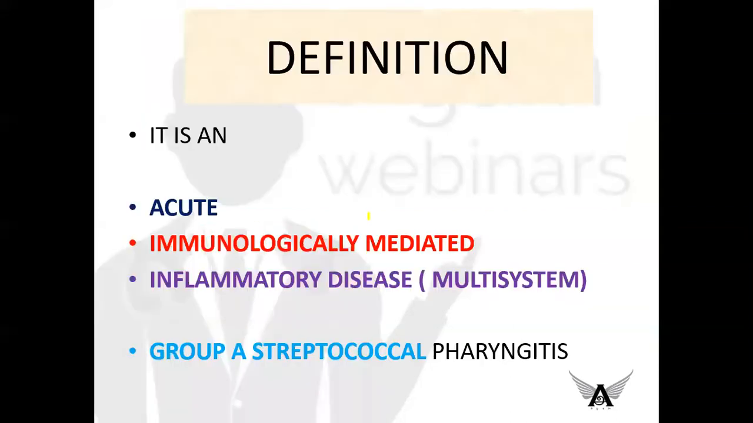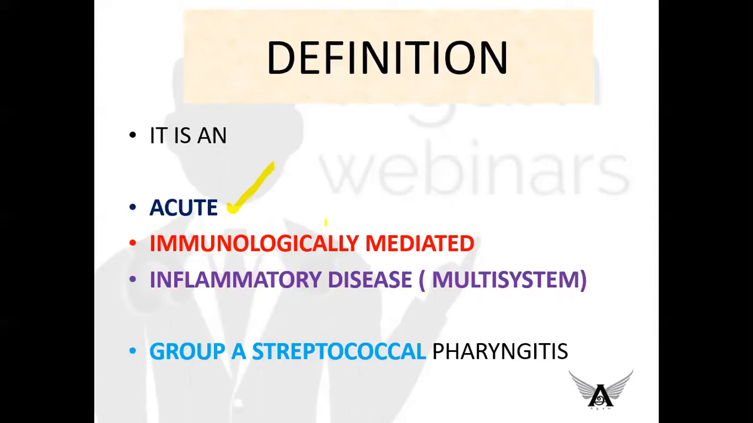First, we'll go with the definition. This is a definition taken from Robbins. So for rheumatic fever, first we should know whether it is acute or chronic, how it is mediated, what is the mechanism involved, what is the consequence, and what is the cause. These are the 4 components of a definition. Taking the first component, acute or chronic: here it is an acute disease.